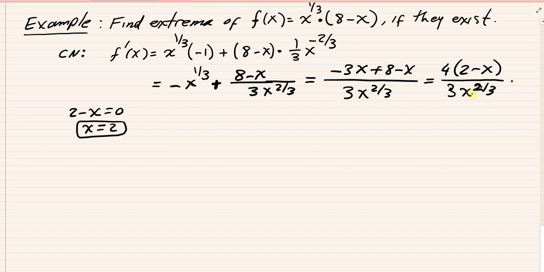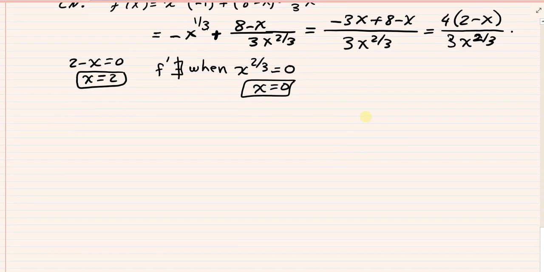Now, place where the derivative does not exist, so here I'm going to say f prime does not exist when x to 2/3, the denominator of the derivative, is 0, which means x is 0. So we have two critical numbers. The first one is when f prime of x is equal to 0. The second is when f prime does not exist.